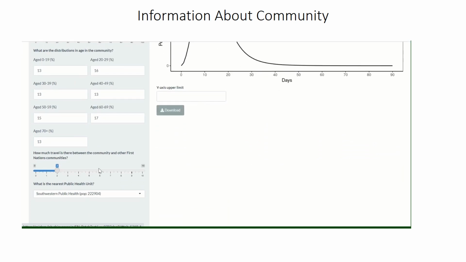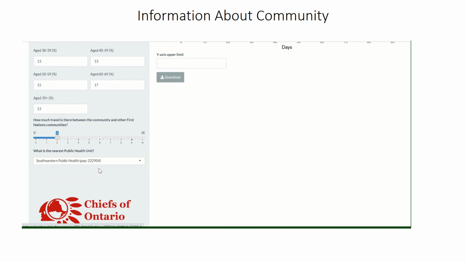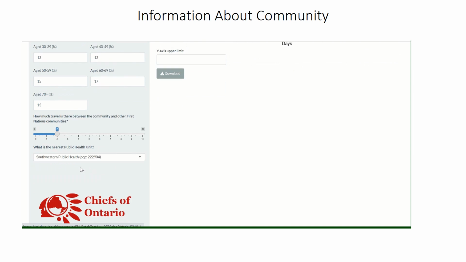Level of travel between your First Nations community and other First Nations communities. This is a sort of measure of high versus low connectivity between First Nations communities. And finally, what is the nearest public health unit? This, combined with level of travel, gives the model an idea of how close your community is to a health unit with high or low infection rates, and how likely the chances are that an infected individual may travel into your community.